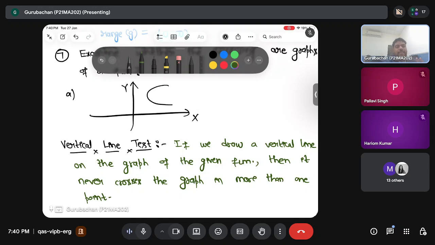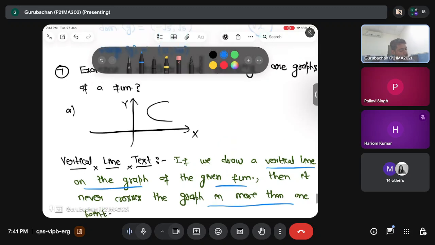So the vertical line test is actually the opposite of this. I am saying you have a graph of a function, then if you draw any vertical line on the graph of that function, it must not cut at more than one point. So what is the vice versa of that? If it is cutting at more than one point, that means it will not be a graph of a function. Any doubt? Anyone?